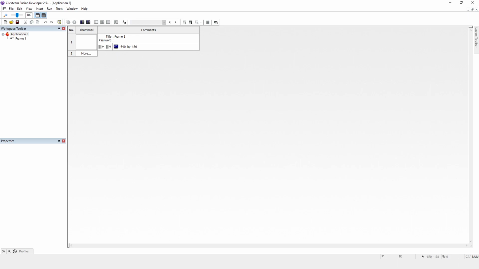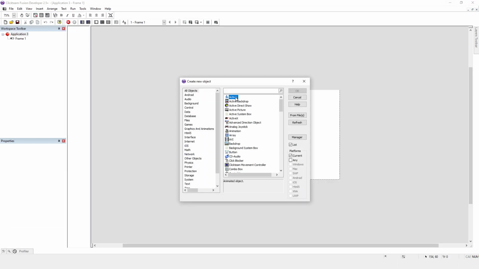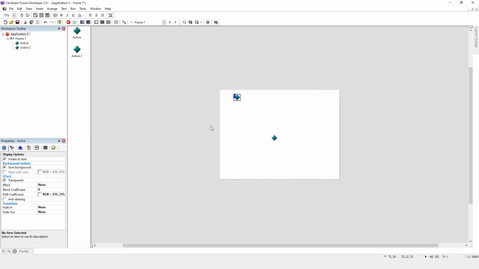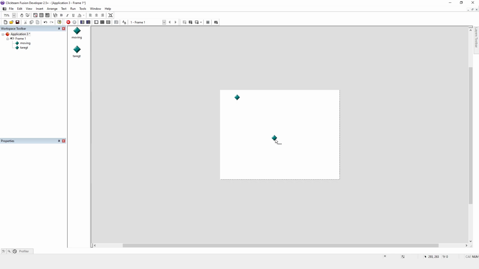So let's get started. I've set up a brand new project, and all I'm going to do is create 2 actives, and this will be the moving active, and this will be the target active. Simple as that. So all I want to do is have this one move towards that one, which sounds quite simple. Wow, that is a really poor spelling of target. Let's try that again. It sounds really simple. It's not simple, and then it is simple.